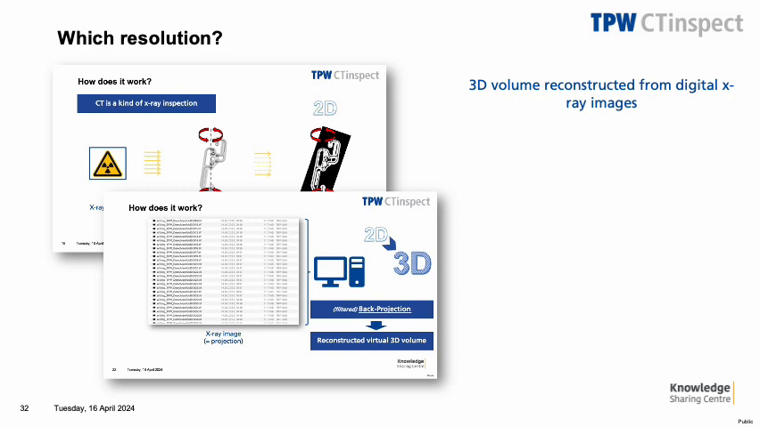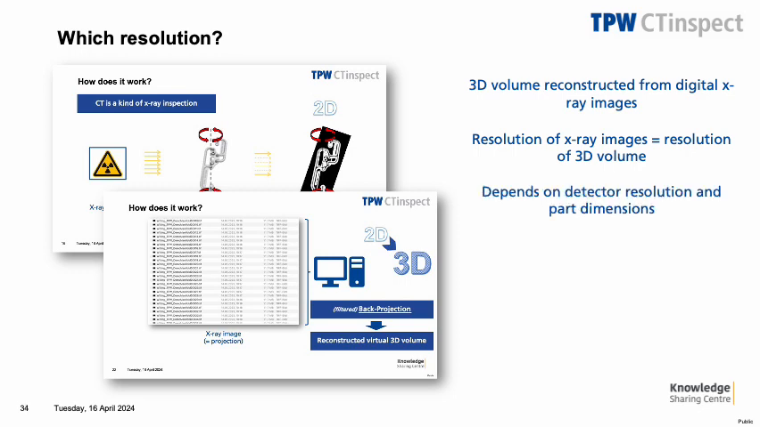First, I will start with the resolution of a scan. Keep in mind that the 3D volume of the sample is reconstructed based on digital X-ray images of the part while it rotates. The resolution of these X-ray images will determine the resolution of the reconstructed 3D volume. Resolution in that sense means how large an individual pixel in these images is. The smaller a pixel, the higher the resolution.